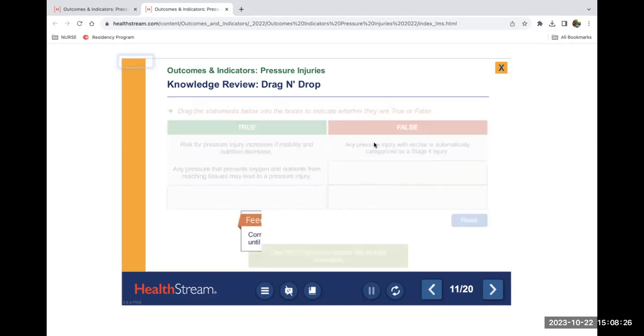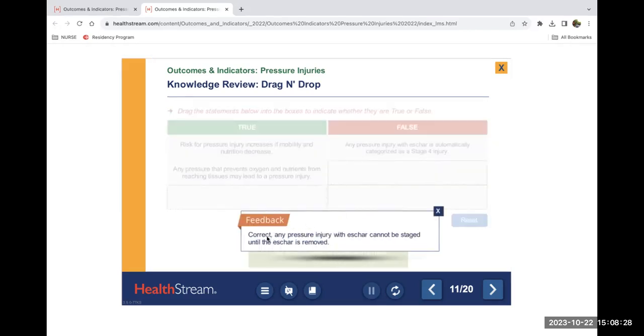False. Any pressure injury with eschar cannot be staged until the eschar is removed. Yeah, you have to remove the eschar. Okay, got it.